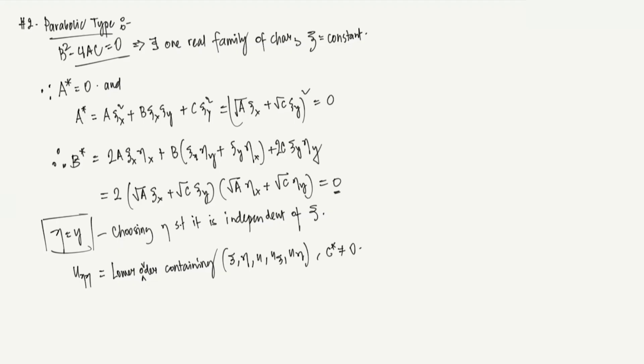How do we get xi? We get xi by solving the characteristic equation. Now the thing is, the choice of eta is on us. We can choose eta in such a way that the Jacobian is not zero. So basically it is independent of psi.